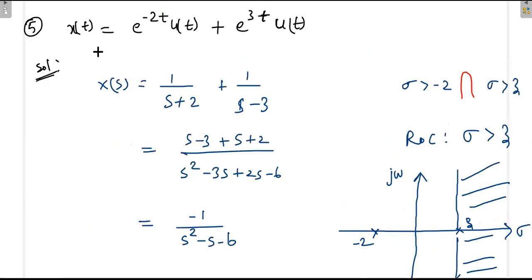Fifth, when you put t is equal to infinite, it is infinite. So this is unstable. But both components are defined only for positive time. This component is also defined for positive time. So this is a causal system.